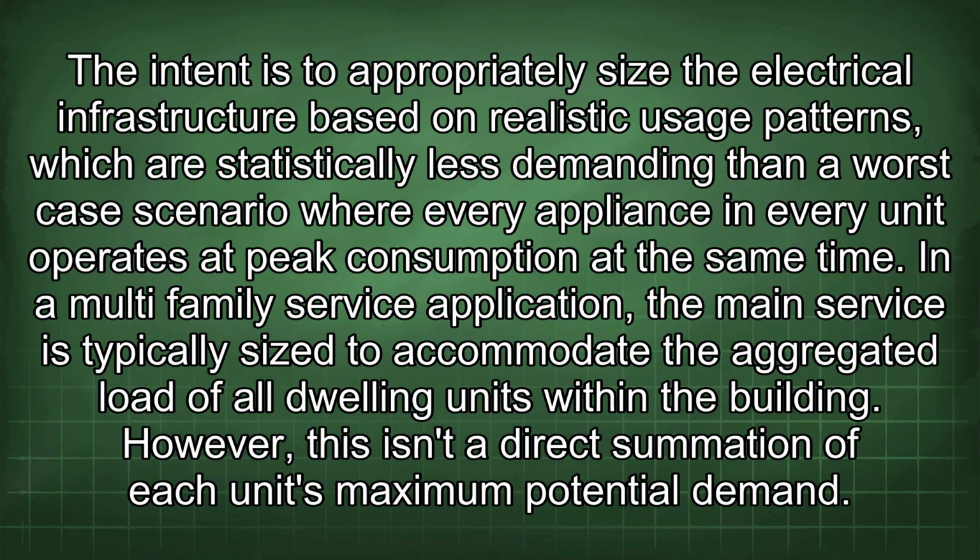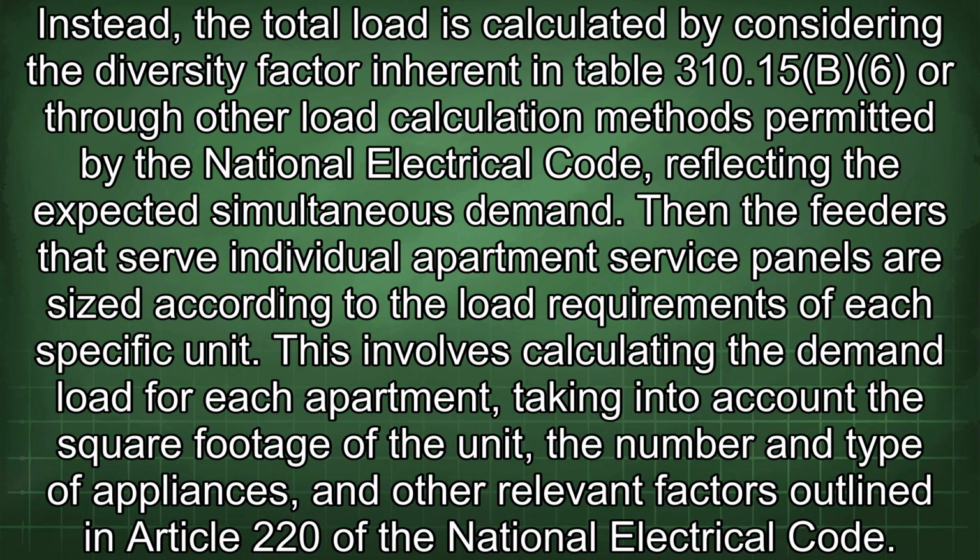The intent is to appropriately size the electrical infrastructure based on realistic usage patterns, which are statistically less demanding than a worst-case scenario where every appliance in every unit operates at peak consumption at the same time. In a multi-family service application, the main service is typically sized to accommodate the aggregated load of all dwelling units within the building. However, this isn't a direct summation of each unit's maximum potential demand. Instead, the total load is calculated by considering the diversity factor inherent in Table 310.15(B)(6) or through other load calculation methods permitted by the National Electrical Code, reflecting the expected simultaneous demand.